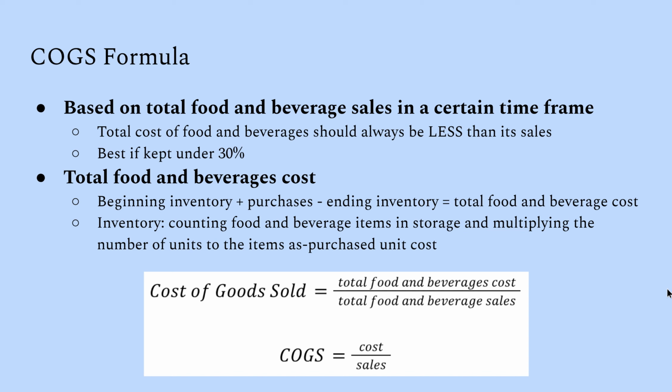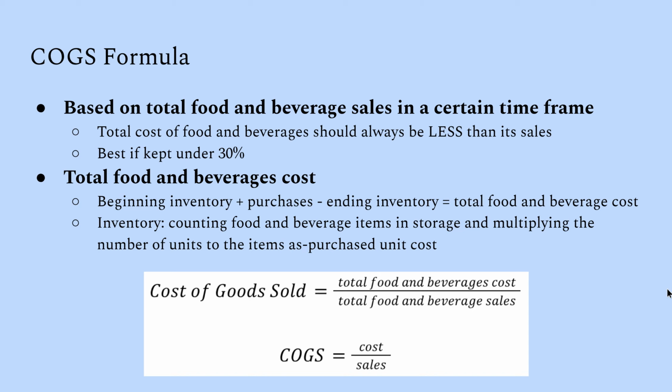So to get the total food and beverage costs, you do have to take into account your inventory. So this is something that we have not talked about yet. You're going to start with your beginning inventory, which is where you started off with your inventory last. You're going to add in any purchases that you made, and then at the very end, you will count what is left over in your inventory so you can see what moved. And this is where you're getting that total food and beverage cost.